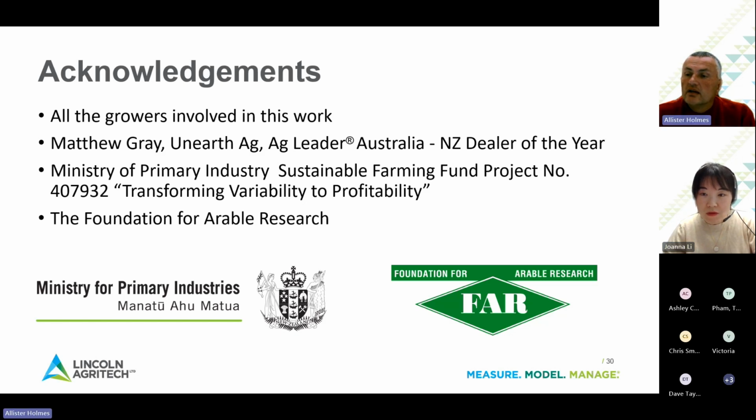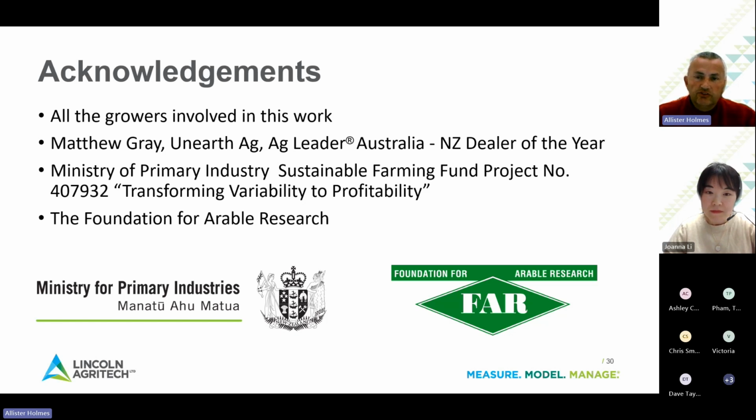Great question: how do we get the value of yield mapping across to growers to increase adoption? It's a frustration that the leading growers in New Zealand are as advanced as any growers in the world in the use of precision ag tools and yield mapping, but it's not got wide penetration. I think there are opportunities for organizations to work with growers to help them undertake this process.